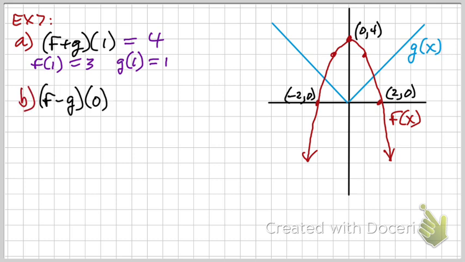How about this one? Subtracting here, so I've got F at 0 now. When x is 0, what's F? 4, thank you. What's G at 0? 0. What's 4 take away 0? Well, 4.